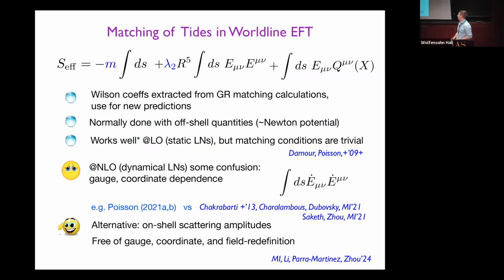So after some back and forth, this off-shell matching, you can show it works well at leading order, and we all agree that the Love numbers for black holes vanish, but also the matching conditions are trivial at leading order. Some complications appear at the next to leading order when we consider these operators that correspond to the dynamical Love numbers, and there is some confusion in the literature between different authors, including myself, and this is precisely because the off-shell matching is sensitive to gauge choice, is sensitive to coordinates. So this ambiguity is something that I'm going to use as a motivation for the alternative approach, that is to use the on-shell scattering amplitudes for the matching to GR.